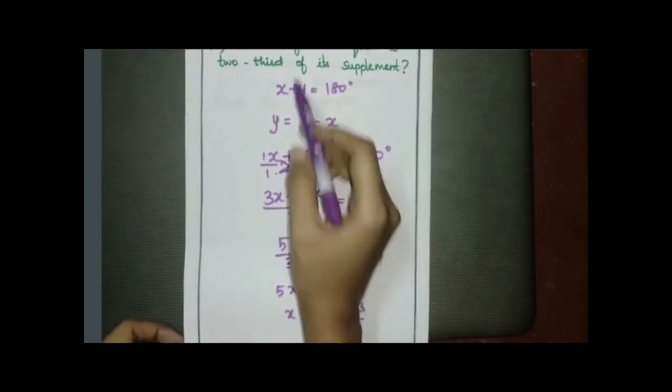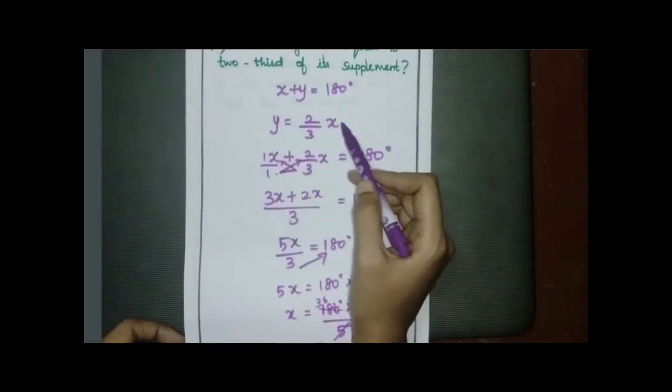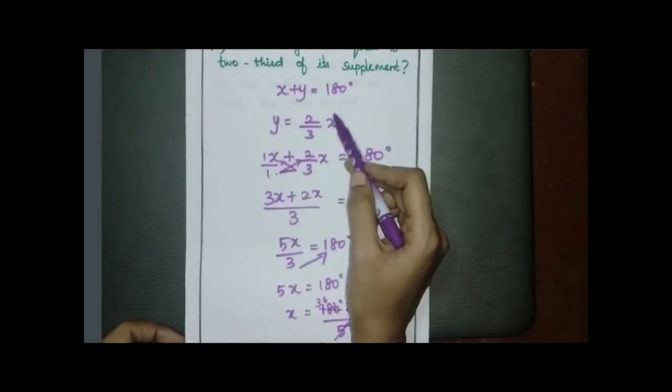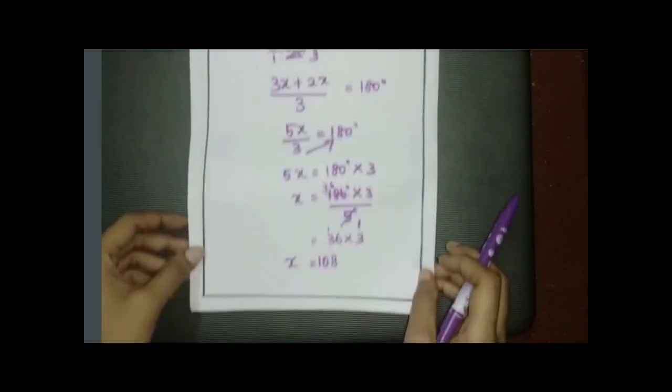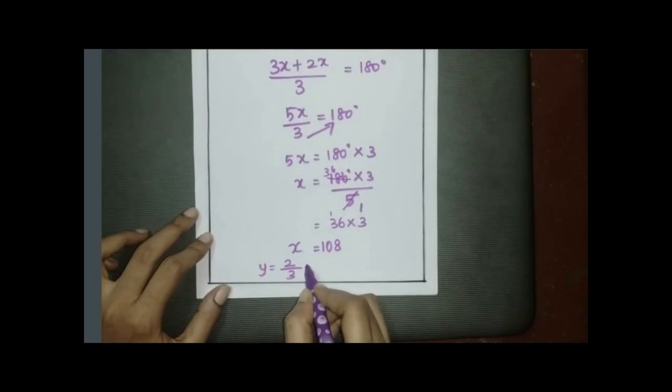But what is the question? Which angle is equal to 2/3 of its supplement? So you have to find y. I have found x, so substitute this x here. So y equal to 2/3 times x. So I am writing 108. So what is the answer?